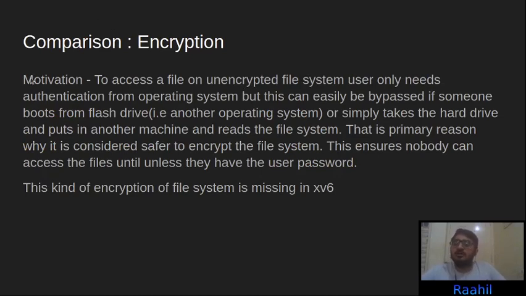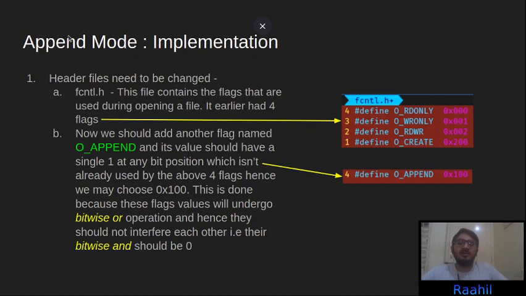For encryption, let us first see the motivation behind it. We might think that since our systems are password protected, our files should also be safe, but that is not the case. Our authentication is operating system based, so if somebody just uses a flash drive to boot, or takes our hard drive and puts it into another system, then our files would be out in the open. Encryption would keep them safe against all these kinds of things. If our file system is encrypted, then nobody can access it without our password. This is a feature that Windows gives us, but xv6 doesn't.